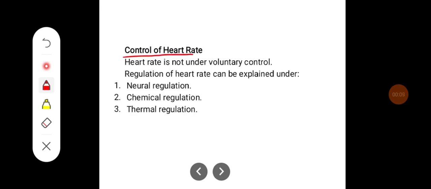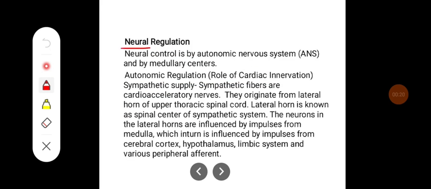Regulation of heart rate. Heart rate is not under voluntary control. The regulation of heart rate can be explained under neural regulation, chemical regulation, and thermal regulation. Neural regulation is by autonomic nervous system and by medullary centers.